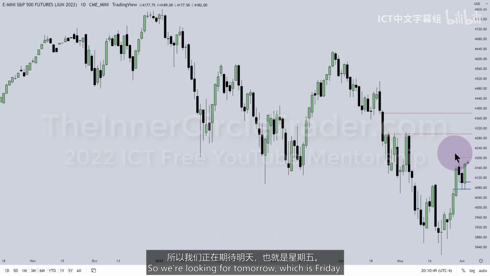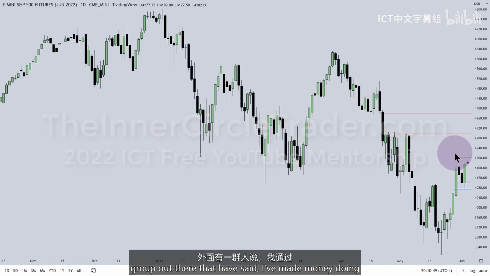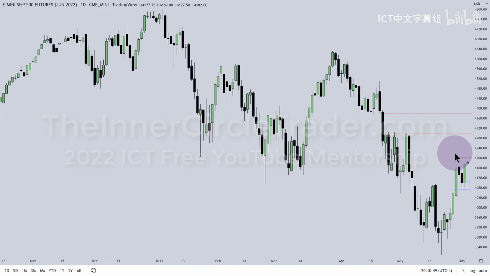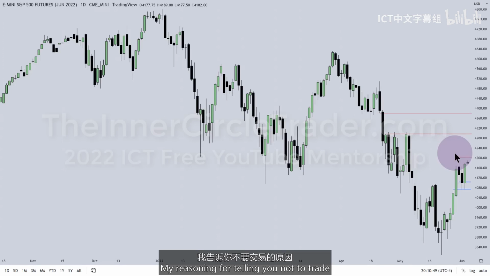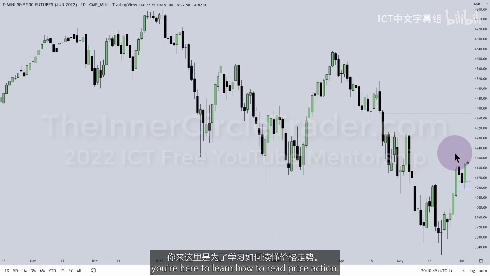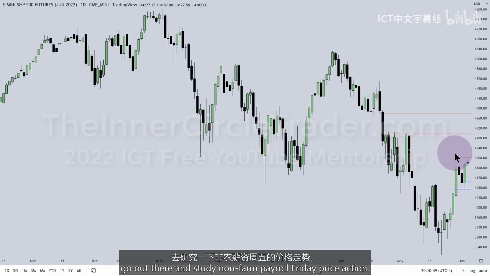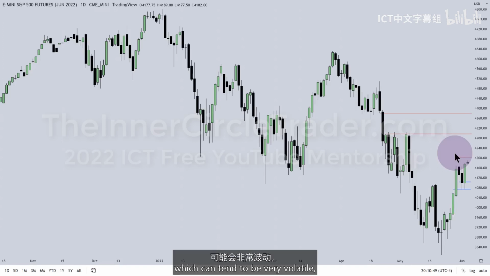So we're looking for tomorrow, which is Friday. Non-farm payroll is a day I do not advise anyone to actually try to speculate on. Now, there's going to be a group out there that have said, I've made money doing non-farm payroll trades. My reasoning for telling you not to trade is because you're here to learn how to read price action. So if I say, go out there and study non-farm payroll Friday price action, which can tend to be very volatile, choppy, or sometimes it becomes a dud.